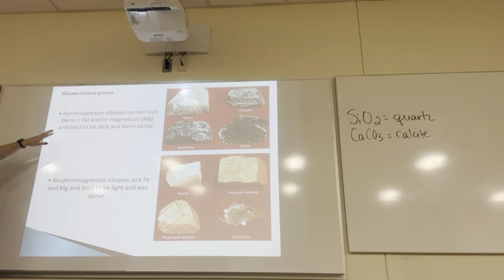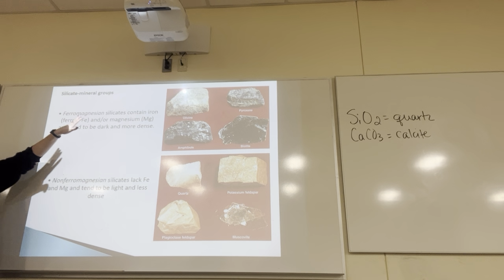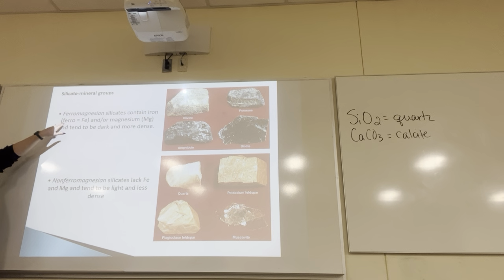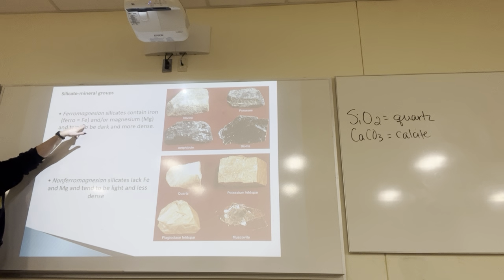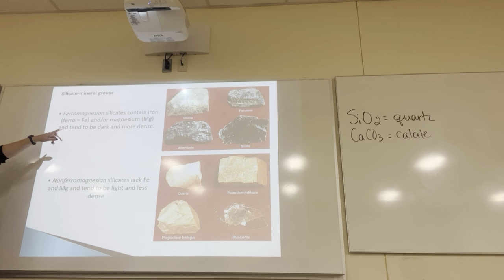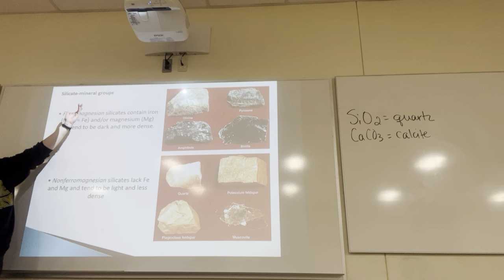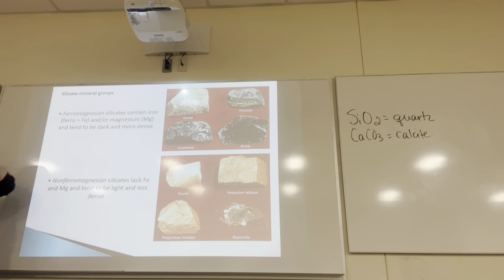So all these different names together, but what you need to know is that the ferromagnesian minerals are ones that have a higher level of iron and magnesium. Ferro comes from ferrous, which is the name for iron. That's why it has an Fe on the periodic table. And then magnesium is magnesium. So these minerals are darker in color, and they tend to be more dense because iron and magnesium are denser elements.